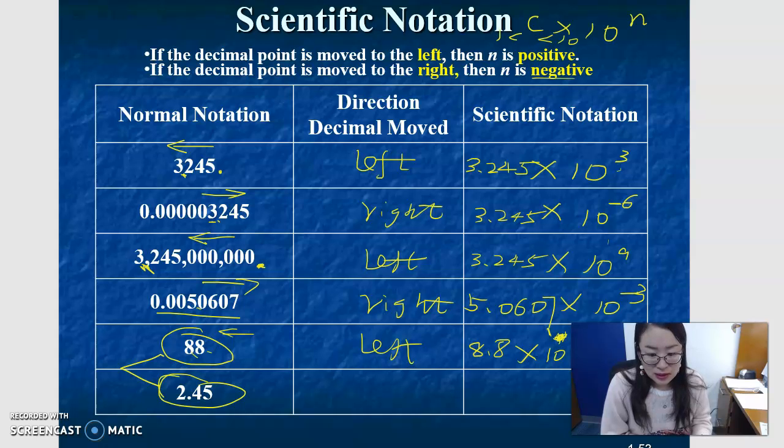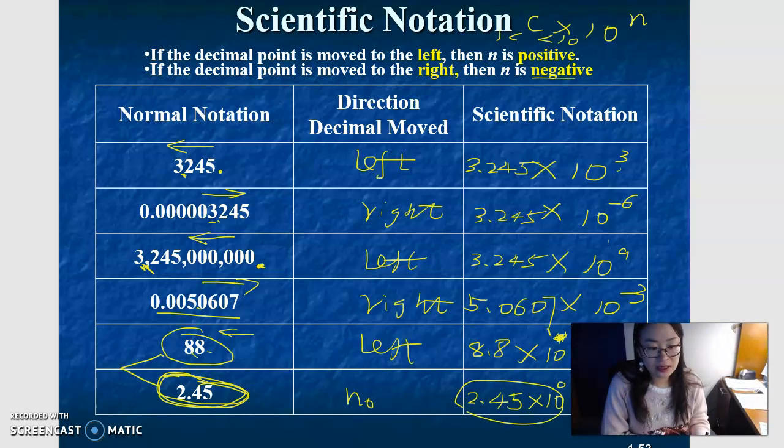And this one, the number is already bigger than 1 and smaller than 10. So no move. So just 2.45. But I still need to write this format. So what will be the n number? Since I didn't move any, it will be 0. Okay, 2.45 times 10 to the power 0. The last one is a little bit special because the power is 0.